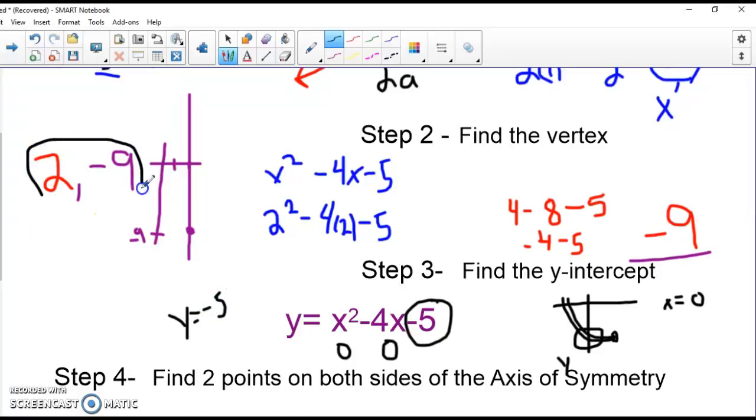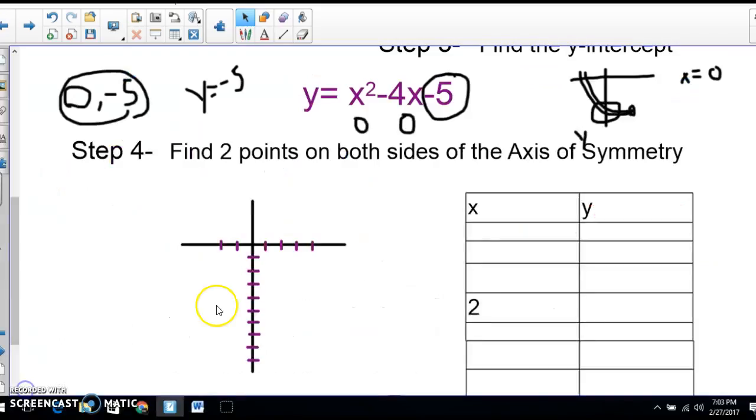We have our vertex, which is up here, 2, negative 9. We have our y-intercept, which is where x is 0, and our y value is going to be negative 5. So we have our 2 answers so far. So when we graph this, we can graph part of our parabola, 0, negative 5.